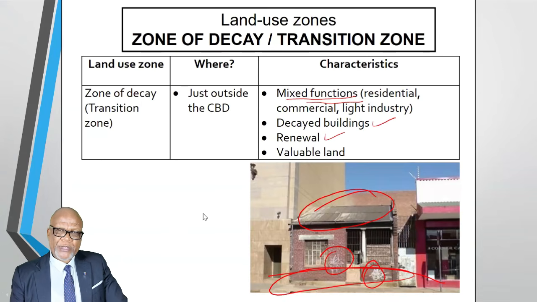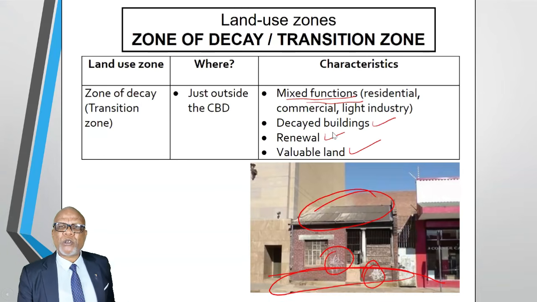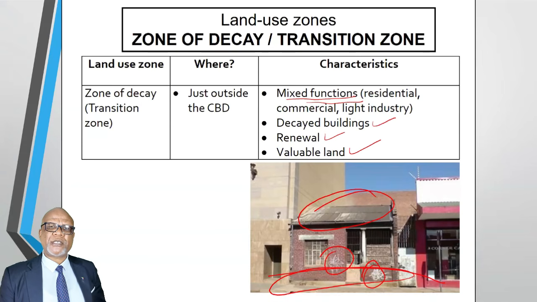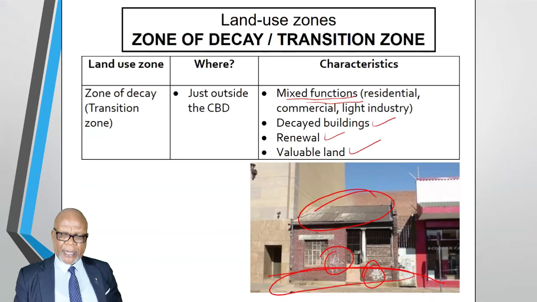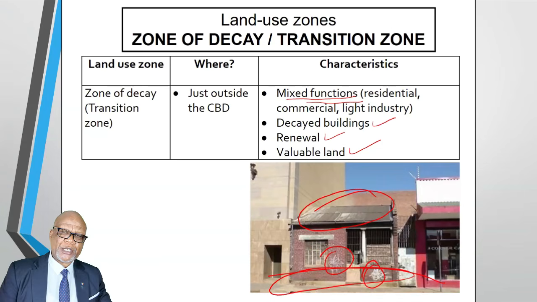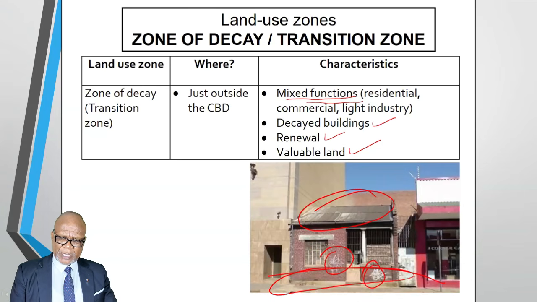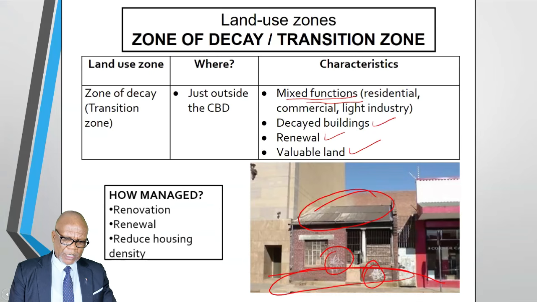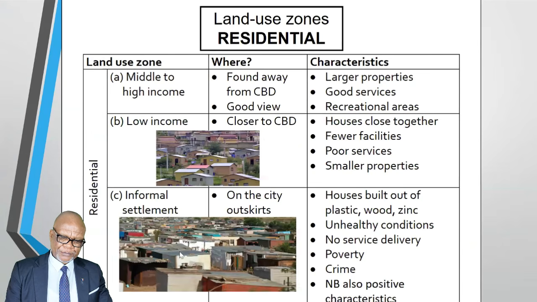That is where most of the urban renewal, improvement of urban area must take place. And the land here is still valuable. Why is the land still valuable here? Because the land is closer to the CBD. And we said CBD has got the highest land value. But as much as the land value is high, the buildings are not taken care of here, which results in what we call urban blight. How is it managed? It is managed through renovation, renewal, and it has reduced housing density.